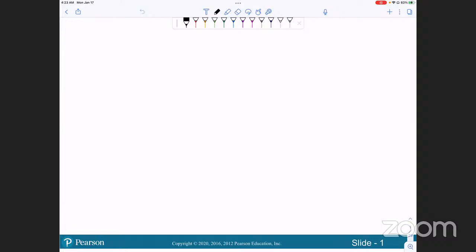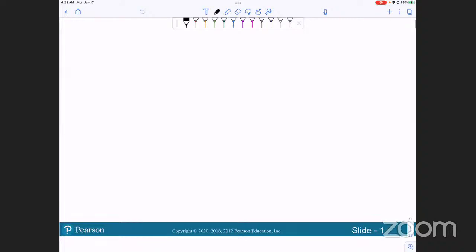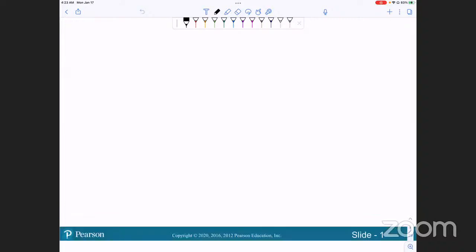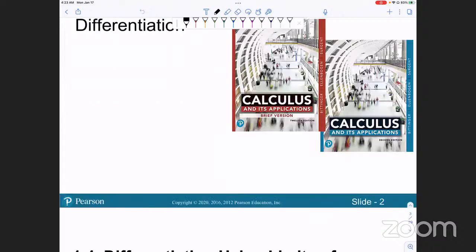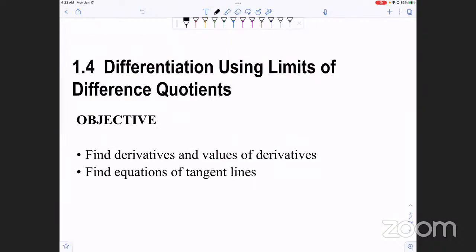And so we're continuing our discussion of calculus. Let's look at one on differentiation, and we're going to be looking at section 1.4, differentiation using limits of difference quotients.